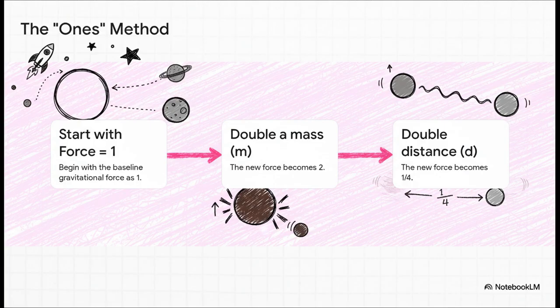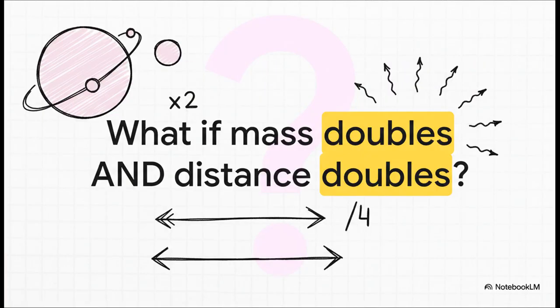It doubled. Now, what if we double the distance? Since distance is squared in the equation, the new force is 1 over 2 squared, which is 1/4. The force gets 4 times weaker. Okay, you ready for a little quiz? Let's use this method. What happens to the force of gravity if you double the mass of one object, but you also double the distance between them?